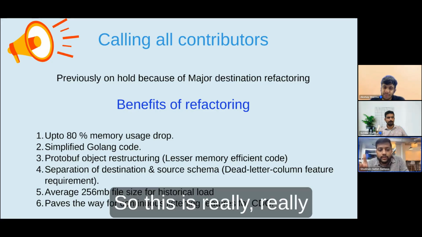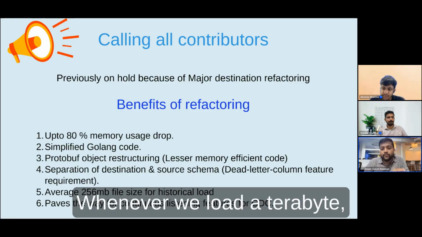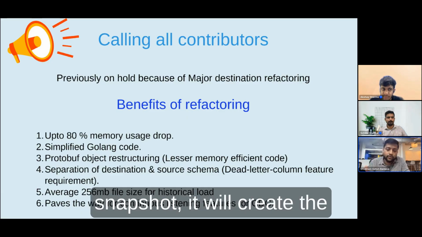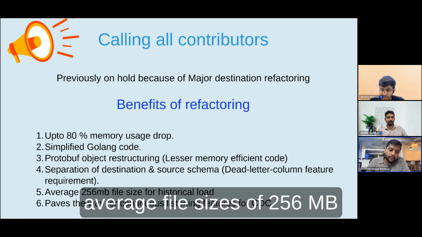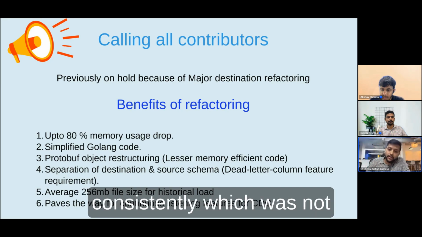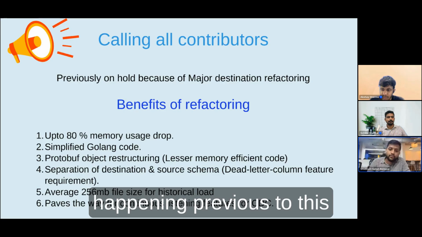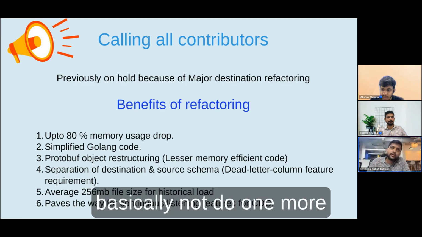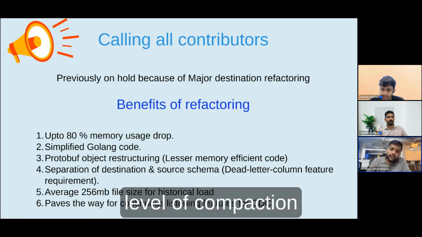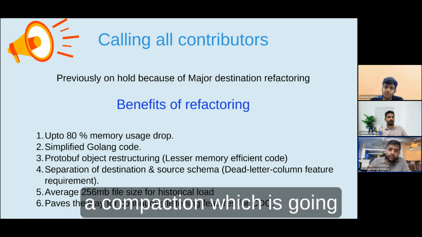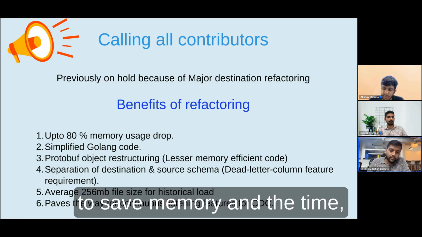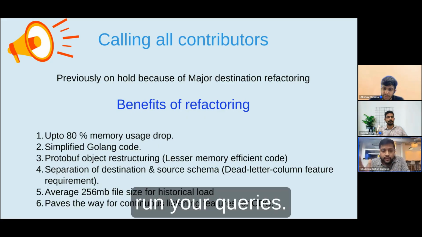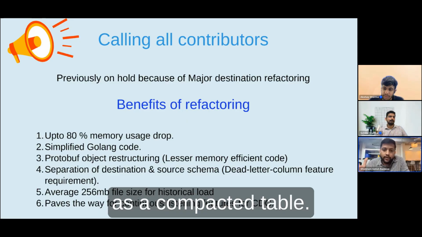So this is really important for the performance. Whenever we load terabytes or hundreds of terabytes of data in a historical snapshot, it will create average file sizes of 256 MB consistently, which was not happening previous to this refactoring. Now this enables you to not do one more level of compaction after just the full load. You don't need to do a compaction, which is going to save memory, time, and cost, right? You can simply run your queries. They will be as performant as a compacted table.